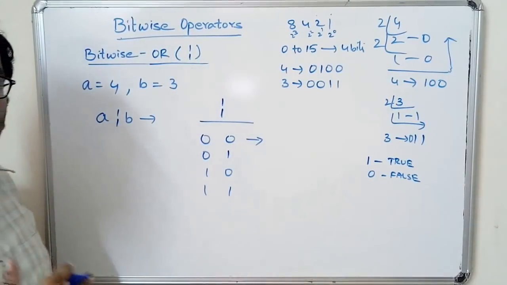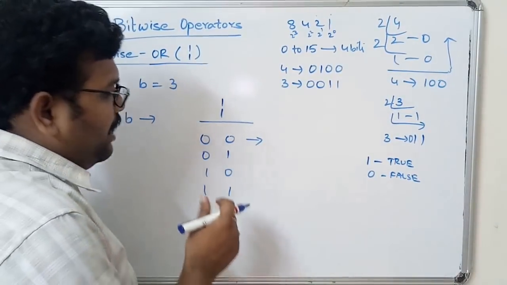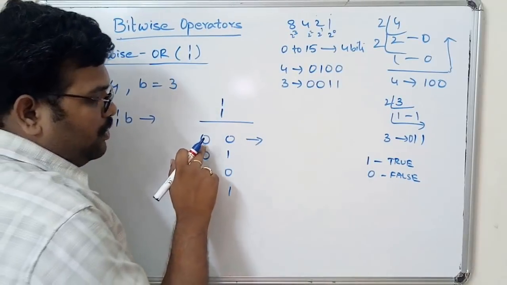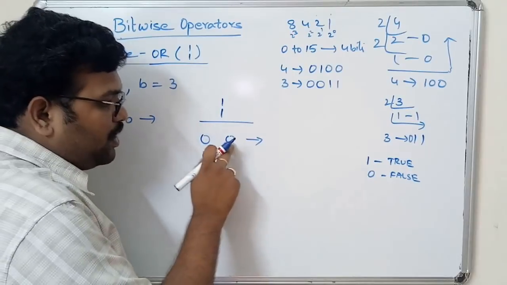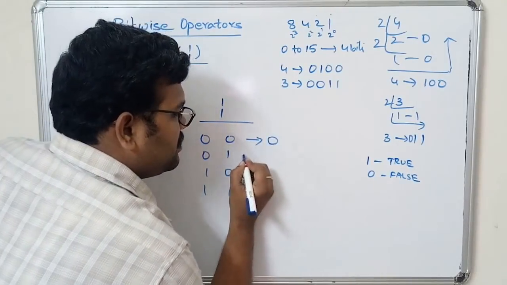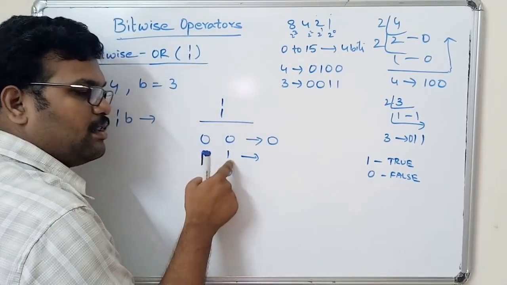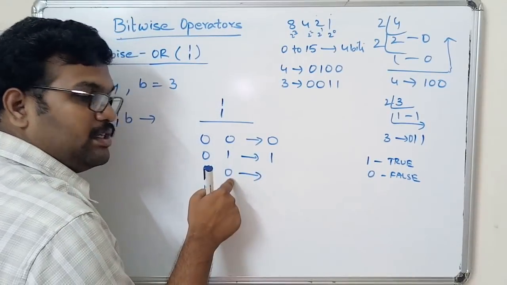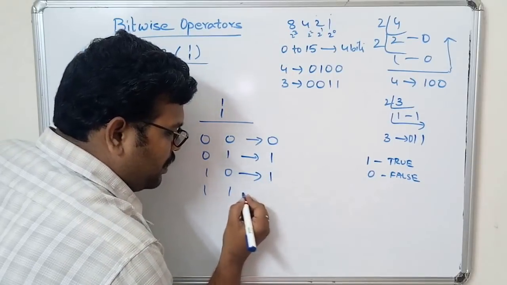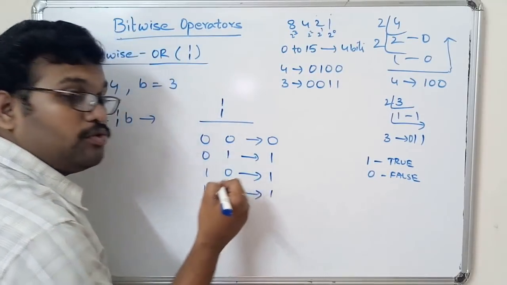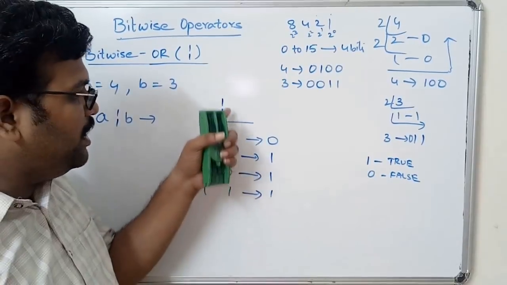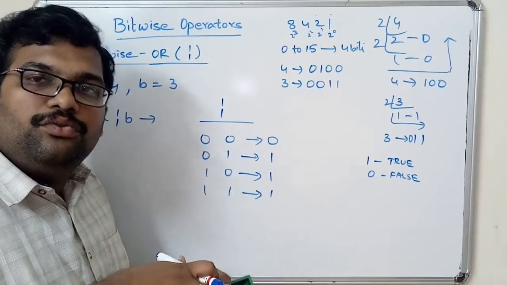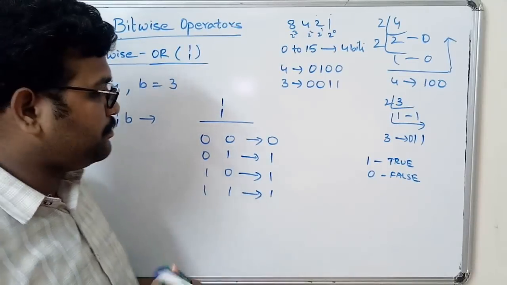This is quite the opposite of the AND operation. That means if any one is true, the resultant will be true. Here both are false, so the resultant will be false. Here one is false and another one is true, so the resultant will be true. Here one is true and another is false, the resultant will be true. Here both are true, so automatically it's true. So in the OR operation, if any one is true, the resultant will be true.